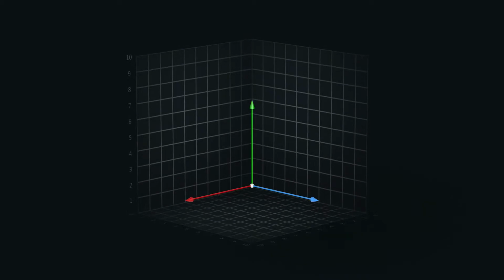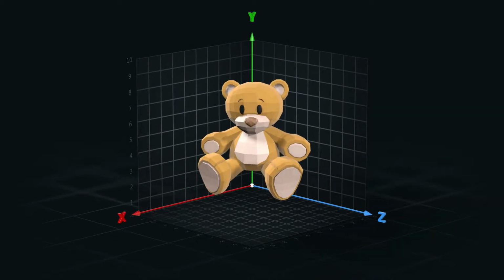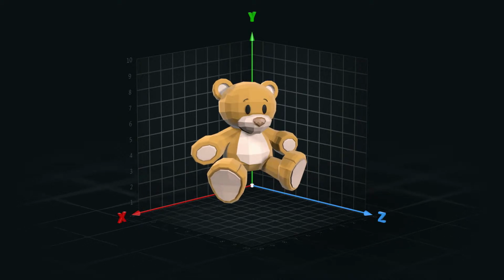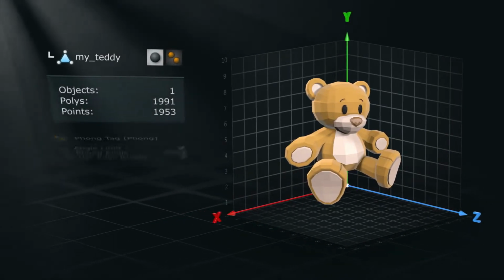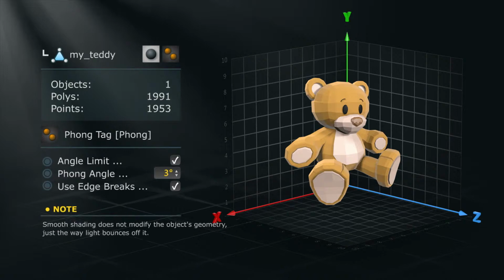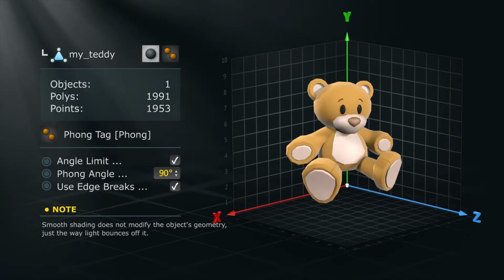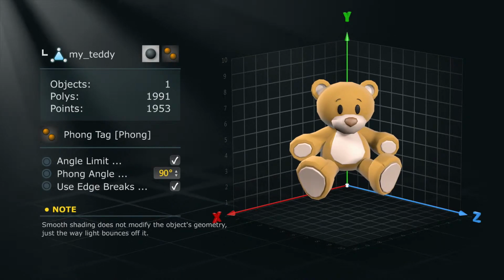As mentioned in the previous lesson, some low-poly models can benefit from a shading technique that removes faceting and smooths out their surface. In Cinema 4D, this is called Phong shading, and it works by establishing the angle at which smoothing can occur. Let's take a closer look at how this works.